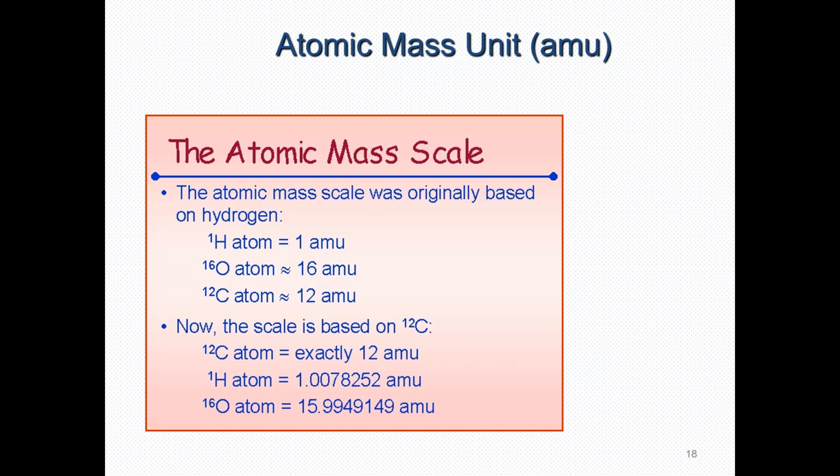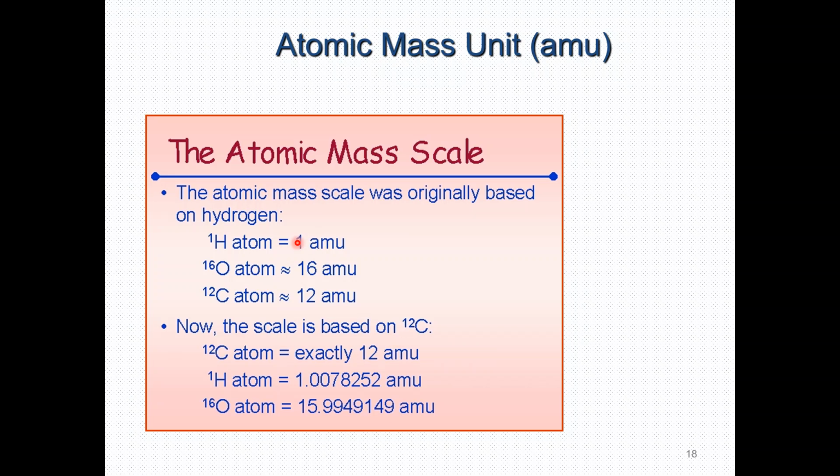You can see the atomic mass scale here. The atomic mass scale was originally based on hydrogen. Here you can see that one hydrogen atom is equal to 1 AMU. On this scale, an oxygen atom is equal to 16 AMU, and a carbon atom is equal to 12 AMU. Now the scale is based on carbon 12.